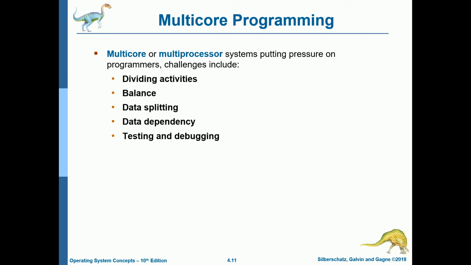Now, in general, there are 5 areas that present the most difficulty when it comes to programming: dividing the activities, balance, data splitting, data dependency, and finally testing and debugging.